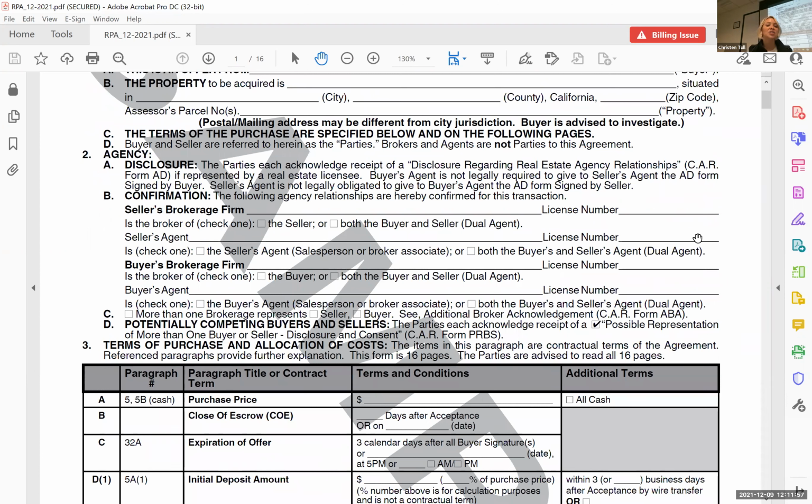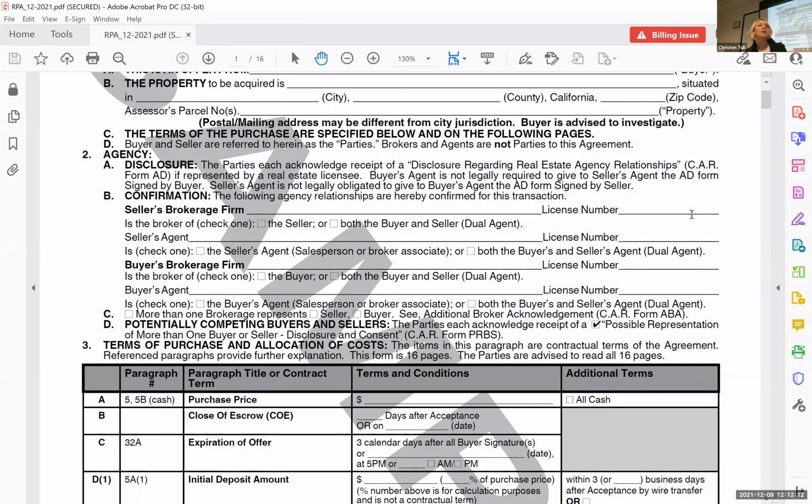So, confirmation of agency. The seller's broker firm. This means a listing agent's brokerage. Okay. Were you raising your hand? Yeah. Listing agent's brokerage, and then the brokerage's corresponding DRE number.